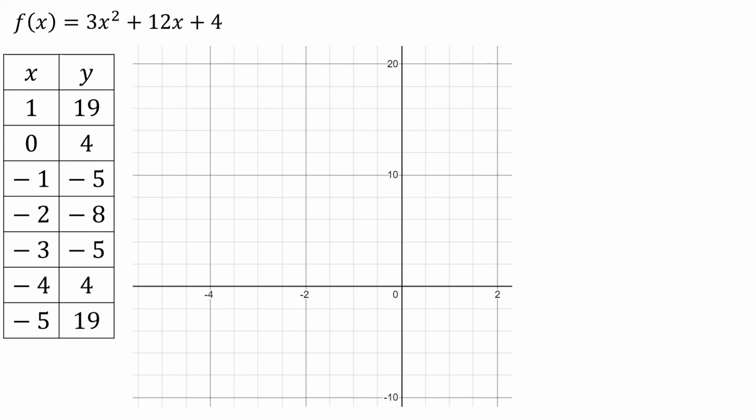Now I want to grab a piece of graph paper. Remember, our x-axis goes left and right. The y-axis goes up and down. And I start plotting some points. First one I'll do is the vertex, right? Negative 2, comma, negative 8. So it's got to line up with negative 2 for x. Has to line up with negative 8 for y. And then I can proceed to plot the other points.